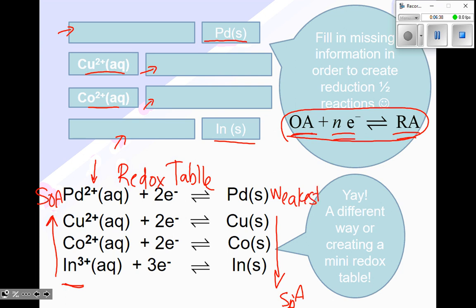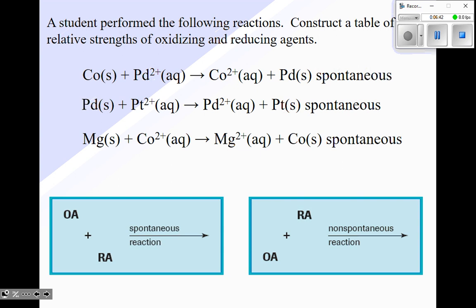Okay, let's do another example. A student performed the following reactions. Construct a little mini redox table with the relative strengths of oxidizing and reducing agents. Okay, cool. So here are our three. Notice that they're all spontaneous.